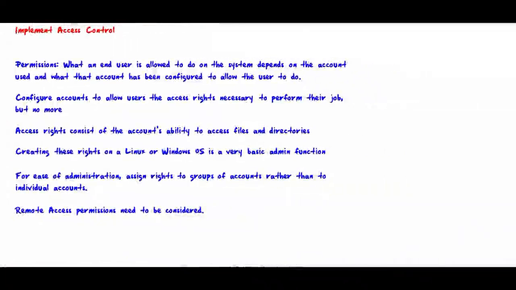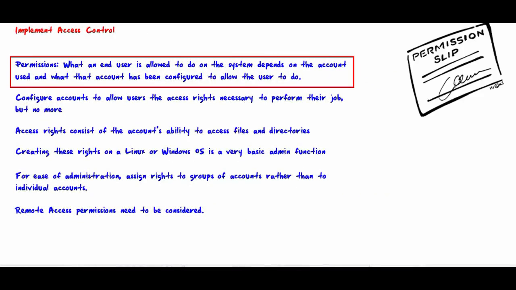Welcome to Step 9, Implement Access Control. We start with permissions. What are permissions? What an end user is allowed to do on the system depends upon the account used and what that account has been configured to allow the user to do. Most operating systems allow very granular control as to what a particular account is allowed to do.